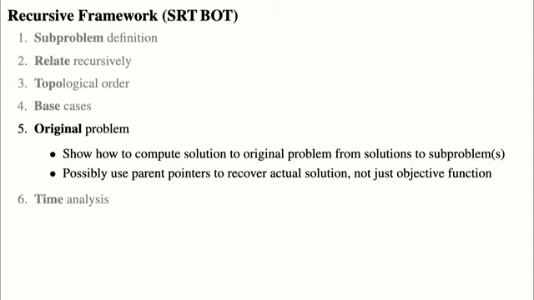Okay, then for your original problem, you show how to compute the solution to the original problem from the solutions of your subproblems. So usually this is just, here's a subproblem. It's the one that used all of the things, and that's going to be my answer, right? But that's not always the case. Sometimes, like in longest increasing subsequence, we had to take a max over all of our subproblems that we computed, or max subarray sum. We also had to do that, right?